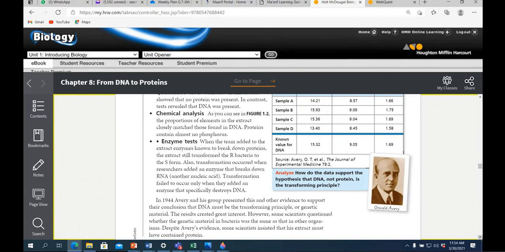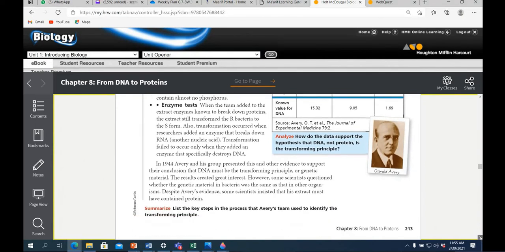When the team added to the extract enzymes known to break down proteins, the extract still transformed the R bacteria to the S form. Also, the transformation occurred when researchers added an enzyme that breaks down RNA. So transformation failed to occur only when they added an enzyme that specifically destroys the DNA.